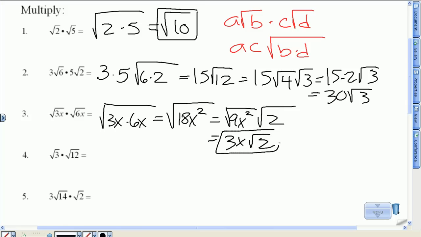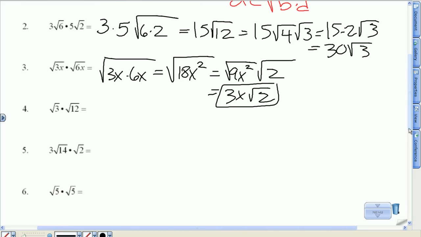So you'll notice that after the multiplying is done, there's a really good chance you're going to have to simplify radicals as well. So you'll have to do both things. We have radical 3 times radical 12. Multiply the radicands together, it stays a radicand. That becomes radical 36, and that's a perfect square. So 6 is the answer.